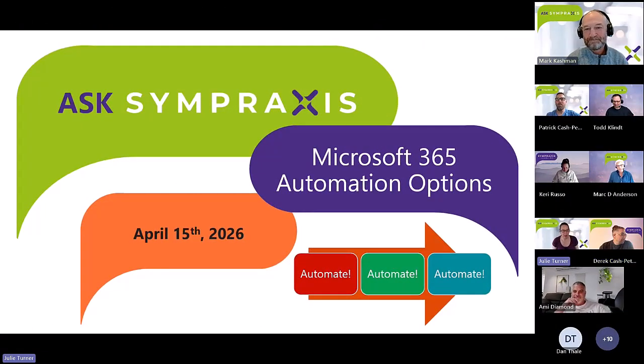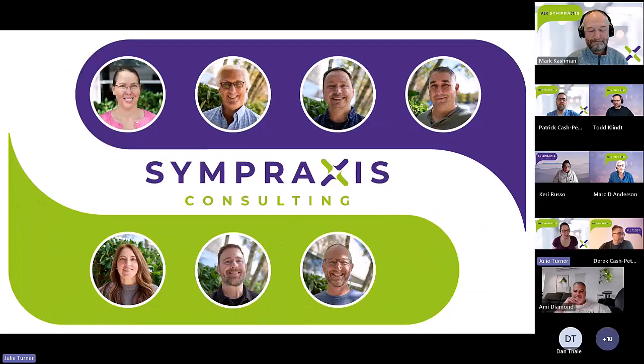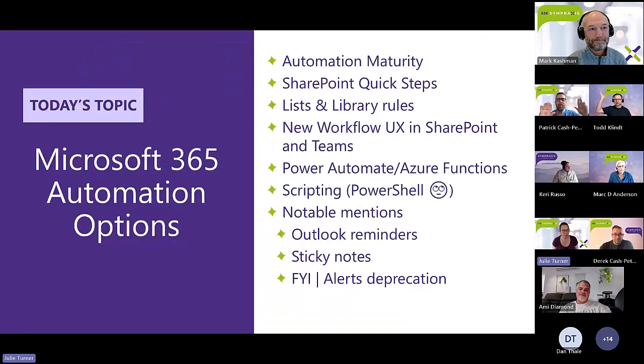All right, it's Microsoft 365 automation options for today, April 15th, 2026. We have the gang all here today, which is lovely. Automation options. Wow, look at this table of contents. Automation maturity. We have all the options for you. We're going to try to go through them at least at a high level.